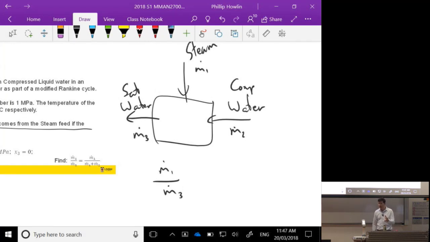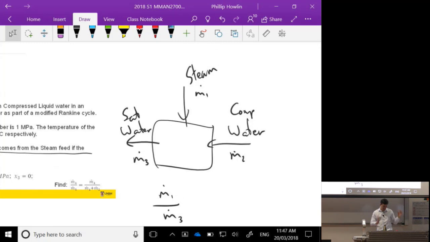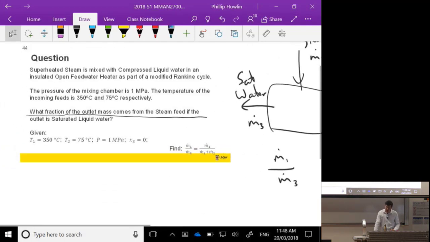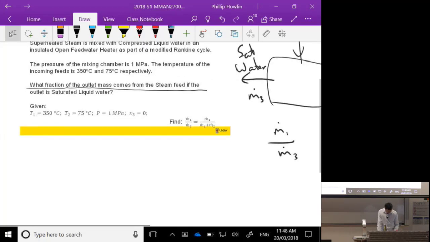And this is important when we talk about improved Rankine cycles, because the question also tells you what proportion of the mass is going through the rest of the cycle and being condensed in a condenser. So it has future relevance. I'm trying to introduce little bits that we'll put together later on.